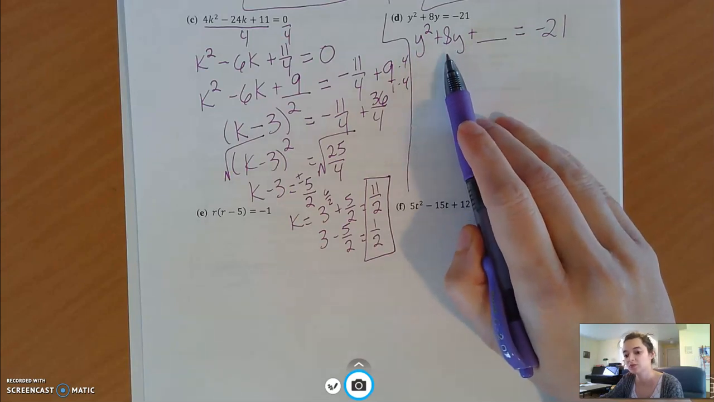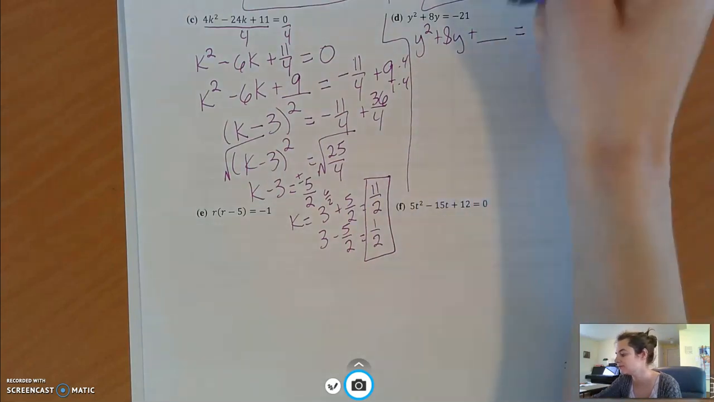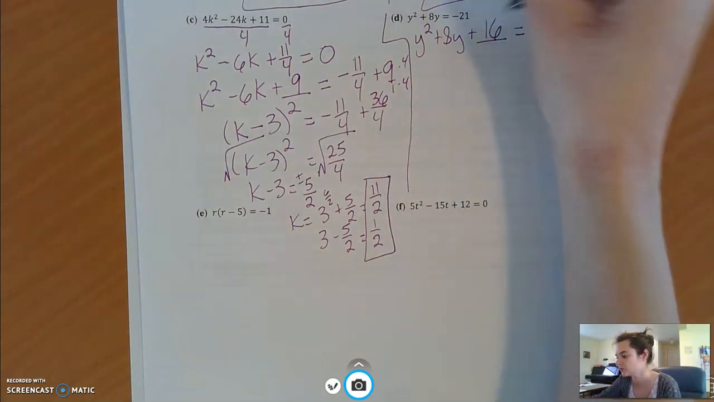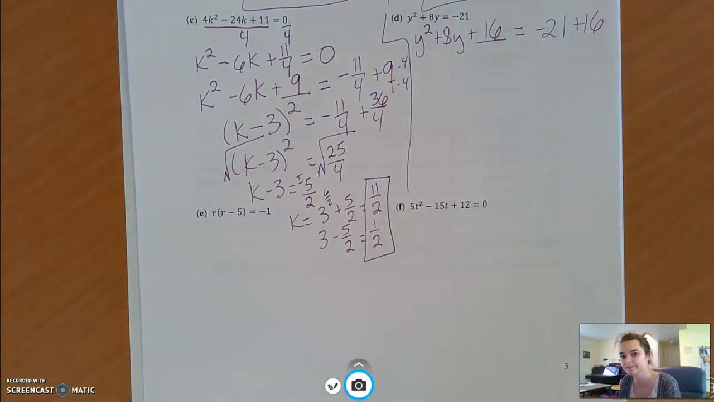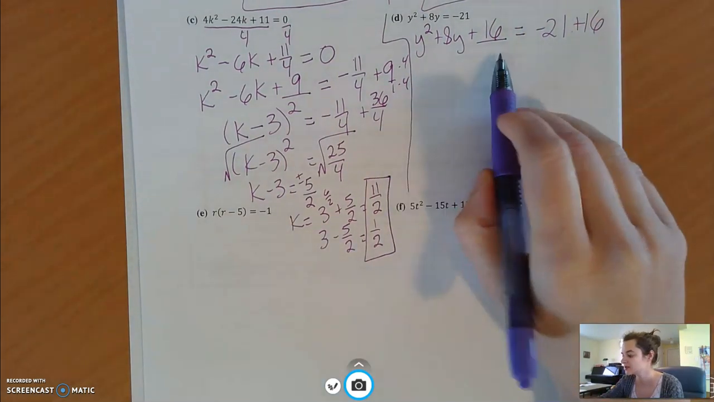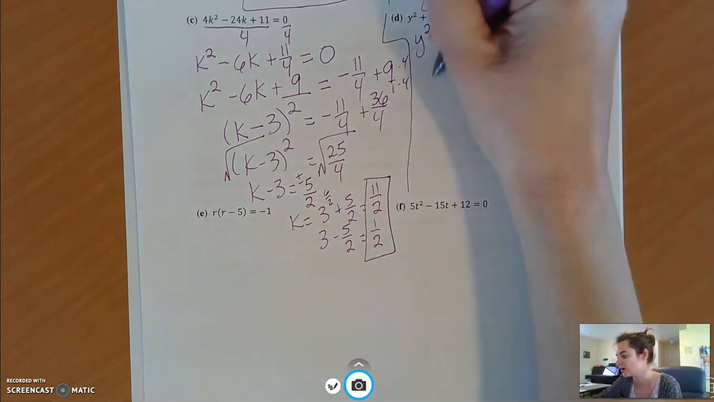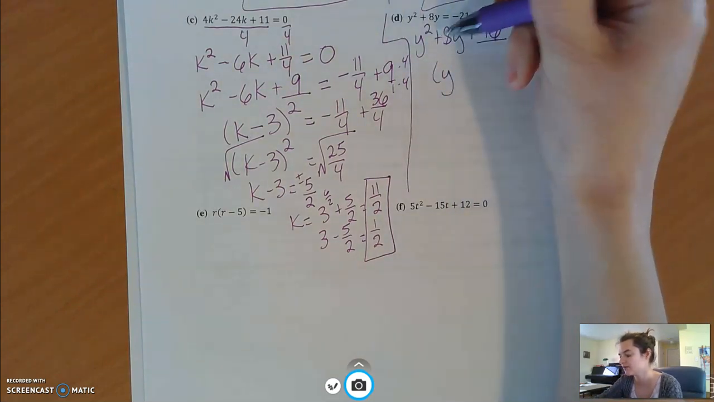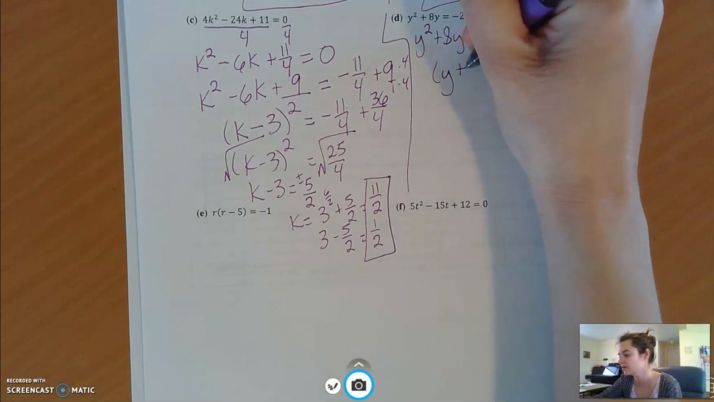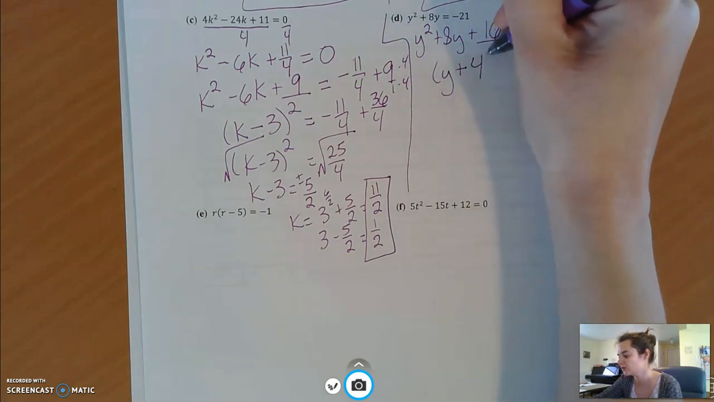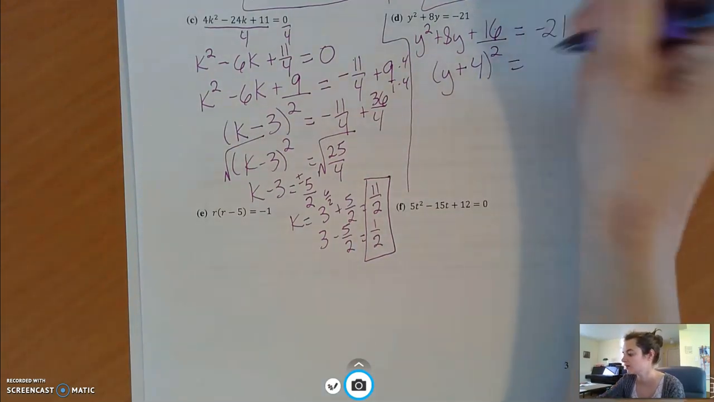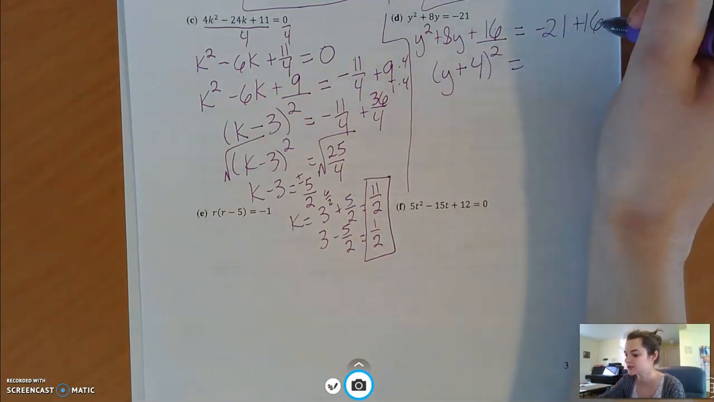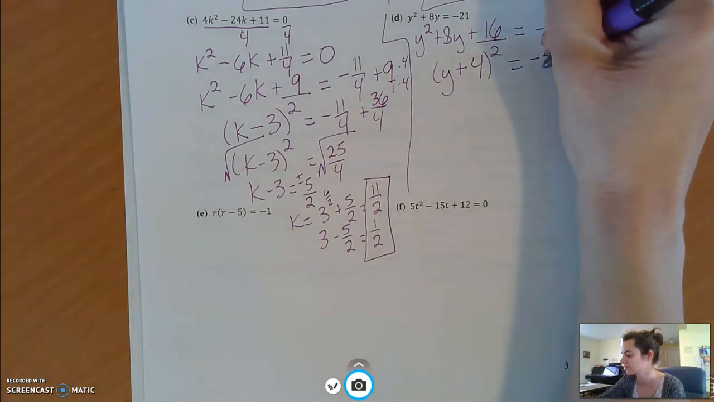8 divided by 2 would be 4. 4 squared would be 16. Whatever you add to one side, we need to add to both sides so that it stays equivalent. On the left side, this is going to factor nicely. The square root of y squared is y. We're just going to have a plus, just like the middle sign. The square root of 16 is 4, and the whole thing is squared. On the right side, negative 21 plus 16 is negative 5.